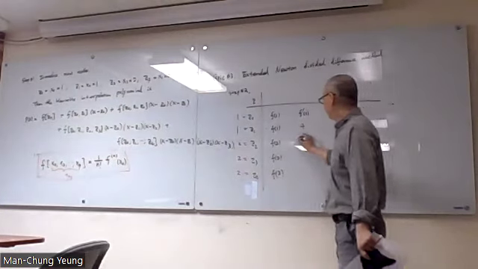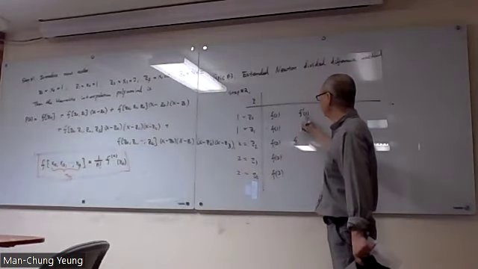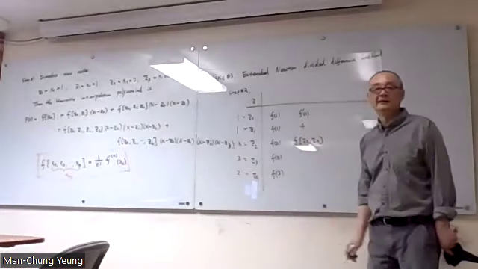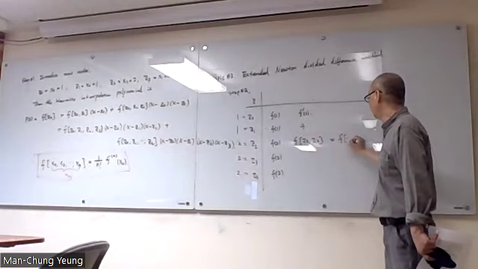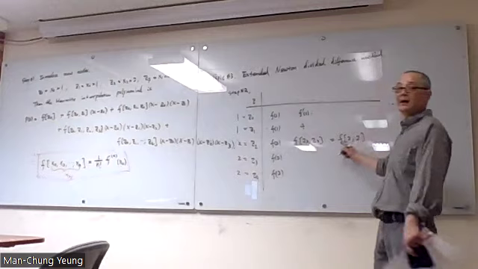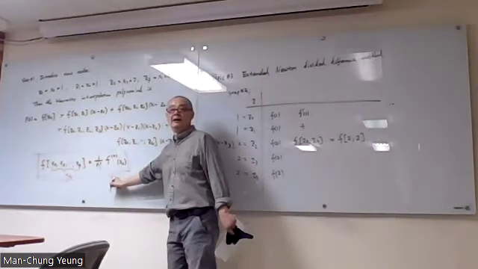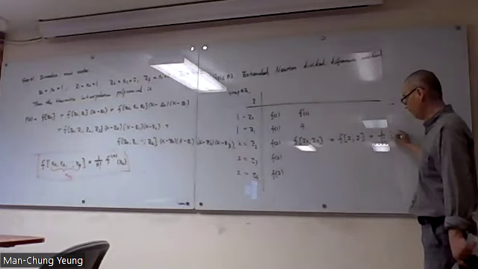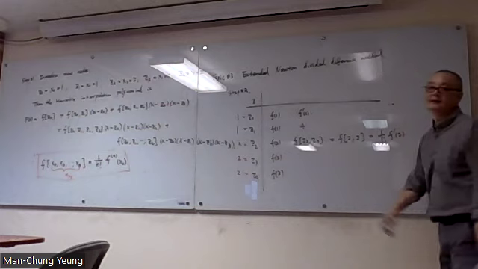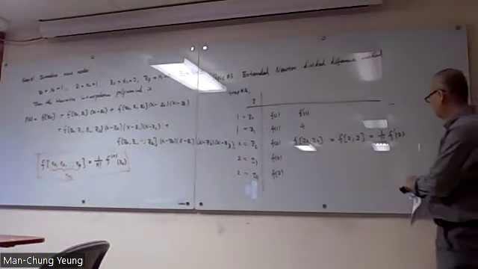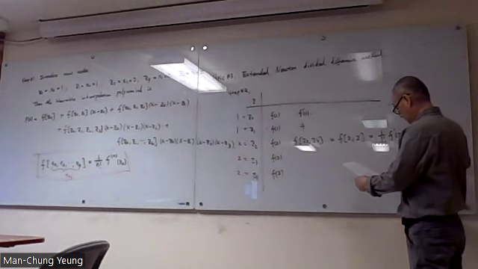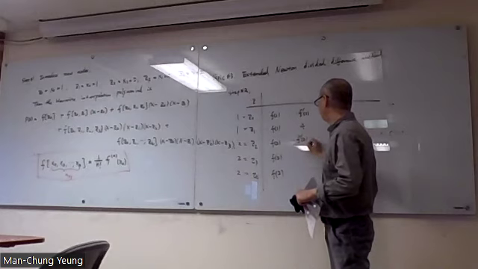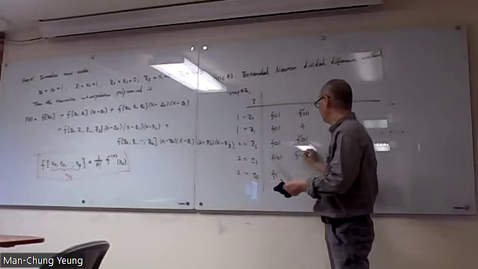Now here, this is F[C2, C3]. C2 is number 2, C3 is number 2. Same formula. So this is 1/1 factorial times the derivative at 2. So this is a derivative at 2.